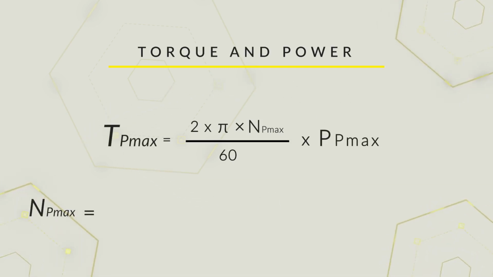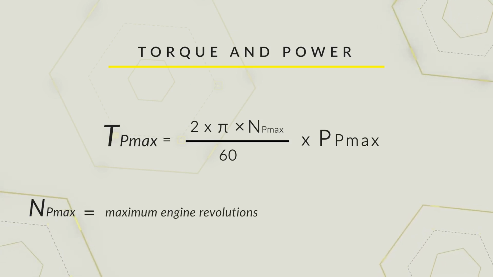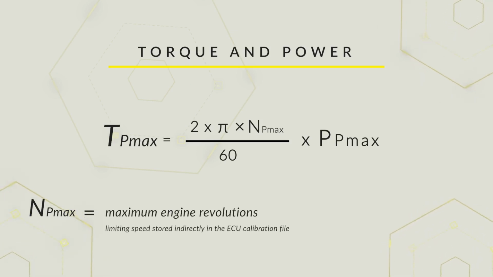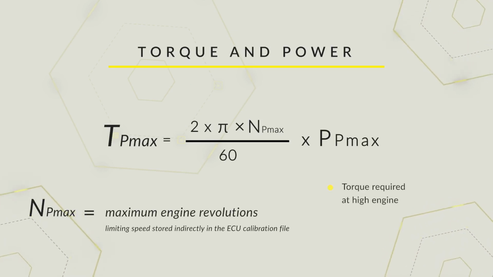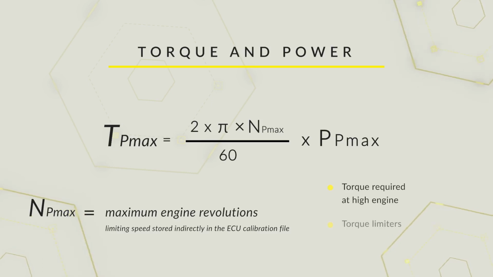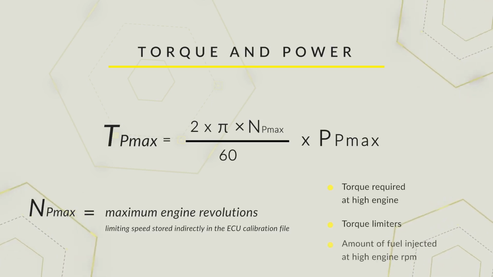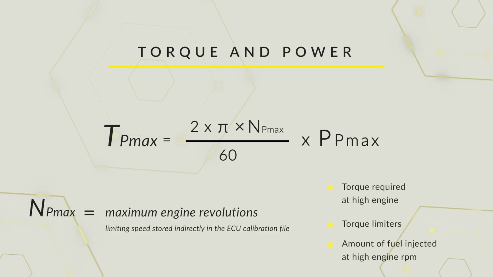The maximum engine revolutions, rather, refer to the limiting speed normally stored indirectly in the ECU calibration file, depending on torque required at high engine RPMs, torque limiters, and amount of fuel injected at high engine RPMs.